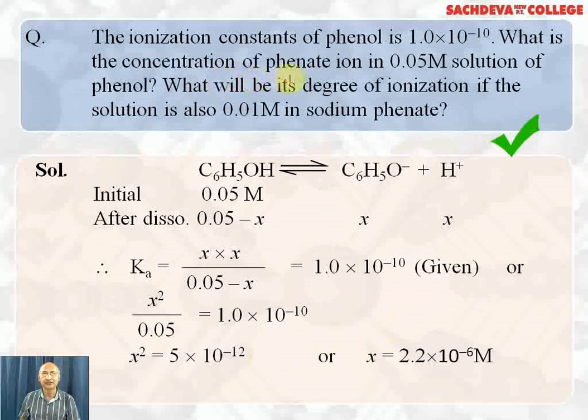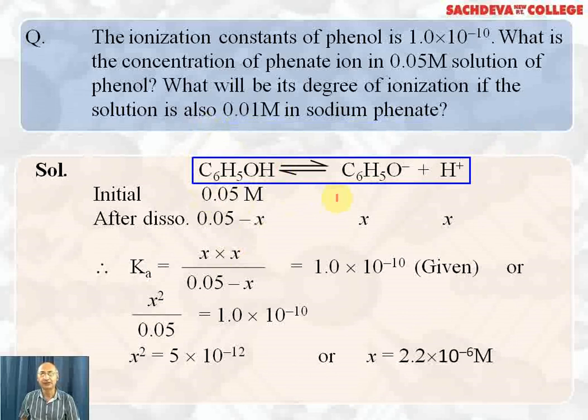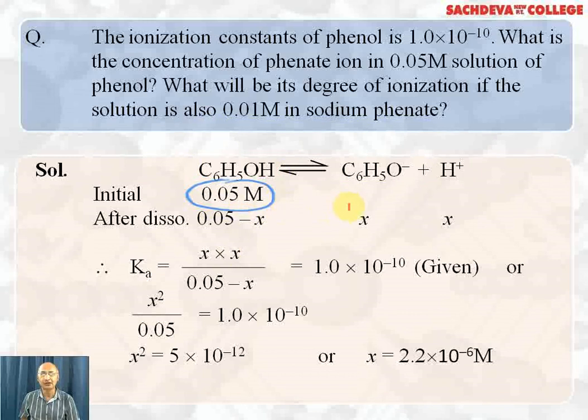Next question: the ionization constant of phenol is 1 × 10^-10. What is the concentration of phenate ion in 0.05 molar solution of phenol? What will be the degree of ionization if the solution is also containing 0.01 molar sodium phenate? First we are taking phenol, which dissociates into phenoxide ion and H ion. Initial concentration of phenol is 0.05 molar. Phenoxide ion is 0, H ion is 0. After dissociation, the concentration of phenol will be 0.05 minus X. Phenoxide ion will be X, H ion will be X.